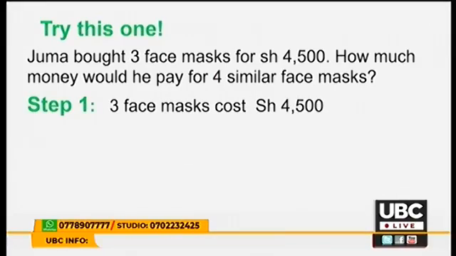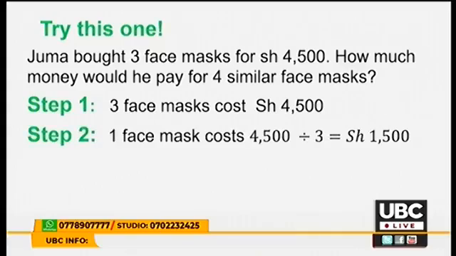Let's work together, don't worry. Step 1, you need to indicate what you know, that 3 face masks cost 4,500 shillings. Now step 2, you need to get the cost of 1 face mask. And how do we do that? We divide 4,500 shillings by 3. And we shall get 1,500 shillings, that is 1 mask.